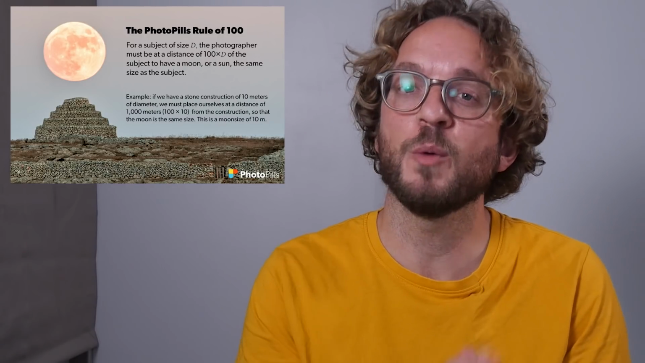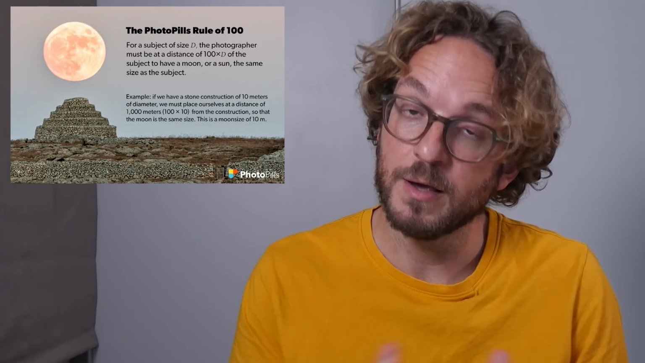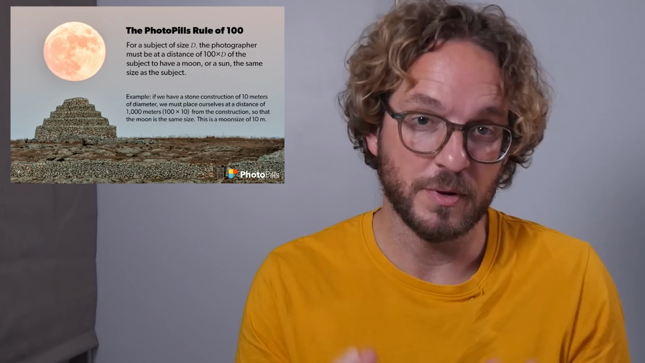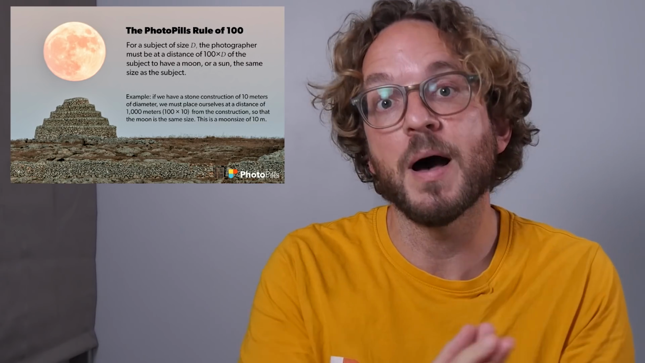Well, I'll show you how to use PhotoPills to calculate the shooting distance you need in a second, but there is a super cool and super fast way to calculate it. It's a rule of thumb, but it works very well. We call it the PhotoPills rule of 100. The rule says that to get the shooting distance you need, all you have to do is multiply the diameter of the moon you want by 100. For example, if you want the moon to be 10 meters of diameter, then 10 by 100 is 1000 meters.